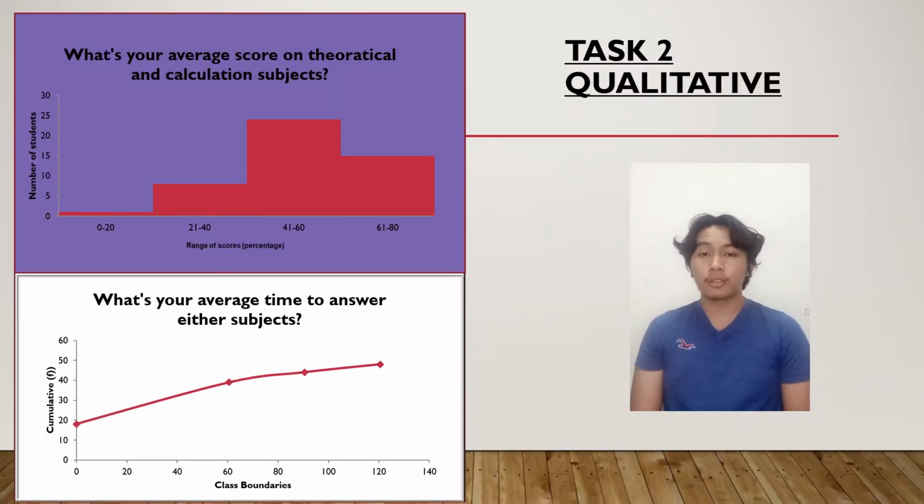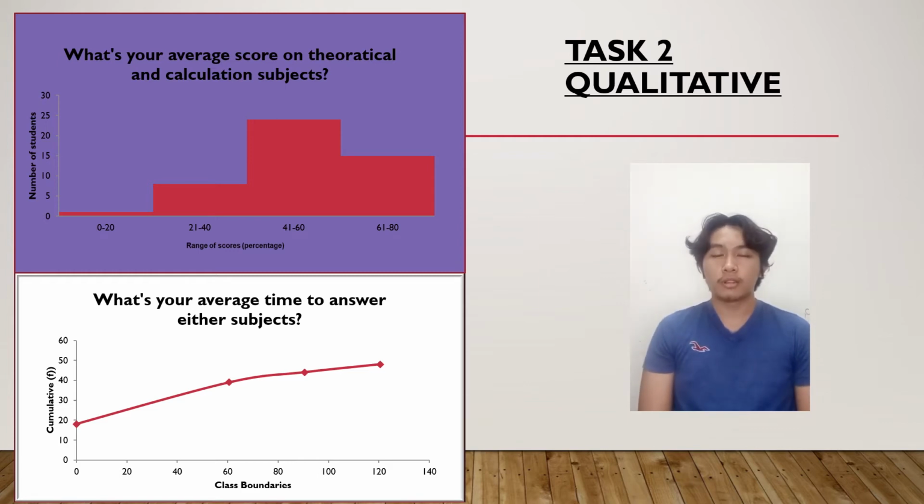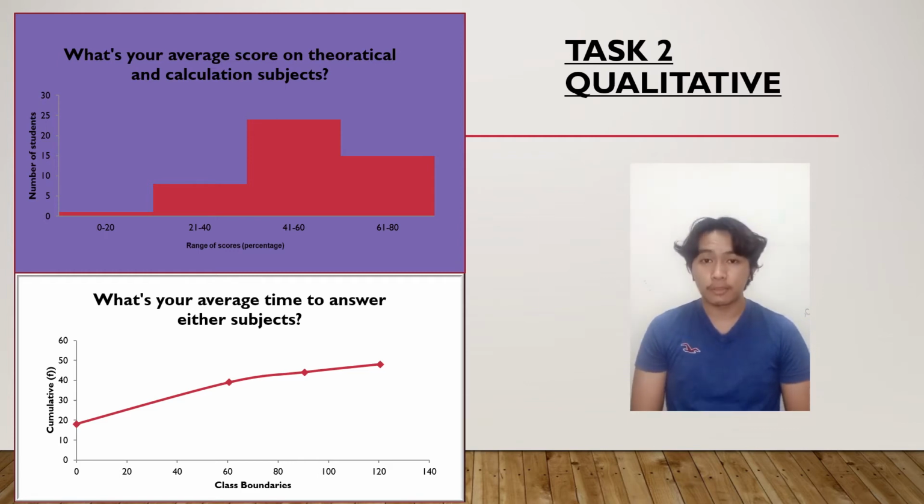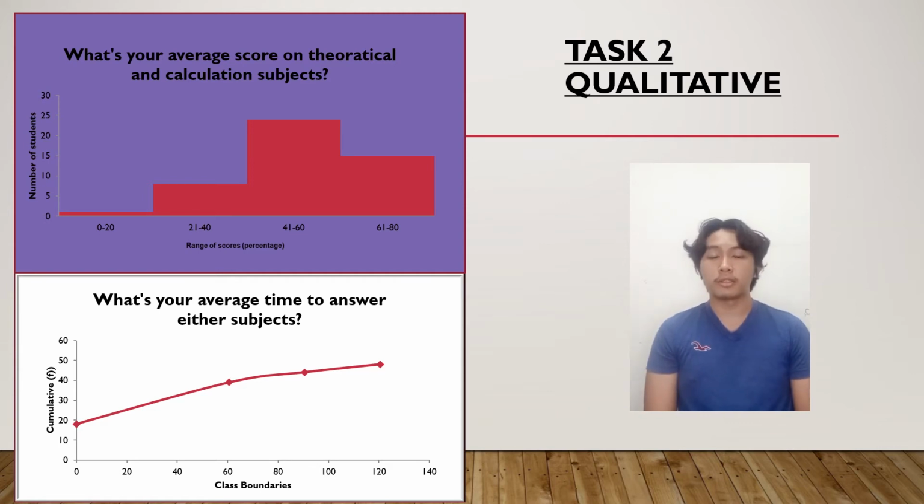Task 2, qualitative. For the first graph, it is called a histogram graph. For this graph, we use the questionnaire what's your average score on theoretical or calculation subject. In this graph, it shows that the majority of the students scored 41 until 60%, and the lowest that any student could get for the scores is 0 until 20% for both subjects.